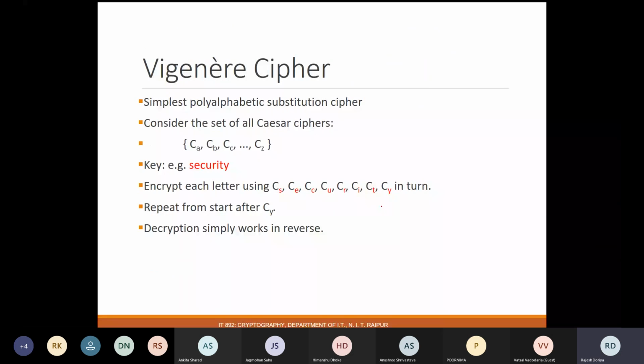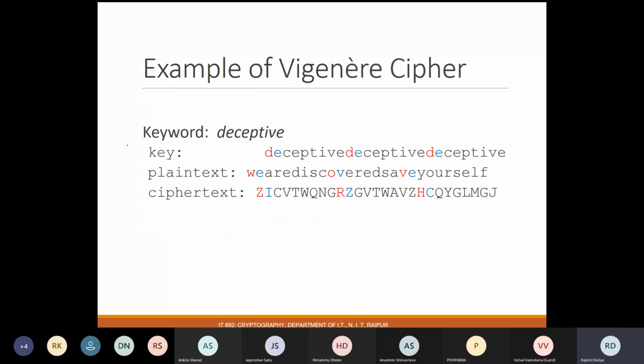Okay, so apart from that, there is one more technique called the Vigenere cipher, and in this case, as this is also a polyalphabetic substitution cipher. How is this polyalphabetic? Because each and every alphabet is going to be substituted by a different number of positions. Okay, so let's say if the key is security, then in the plain text, the first alphabet is going to be substituted by S many positions, the second one E positions, the third one C, and so on and so forth.